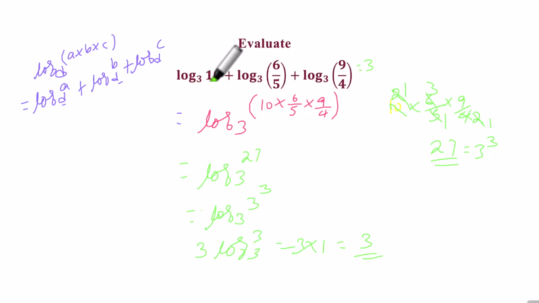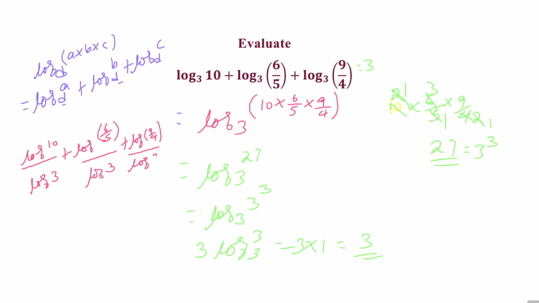So the sum of the logarithms is 3. To do this using a calculator, you should convert into common base logarithm. First you should write this like logarithm of 10 over logarithm of 3 plus logarithm of 6/5 over logarithm of 3 plus logarithm of 9/4 over logarithm of 3. If you insert this in your calculator, you can get the value 3. You should convert to common base.